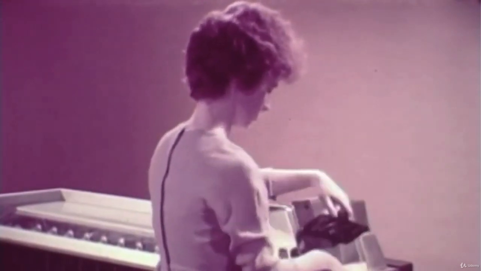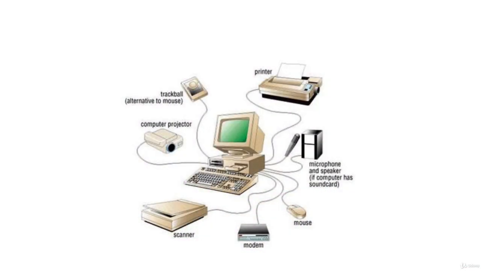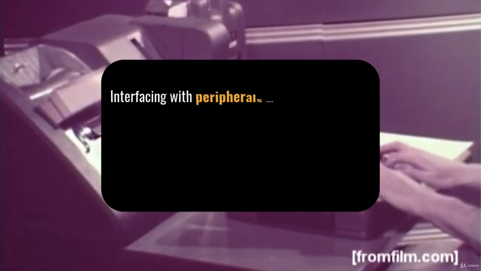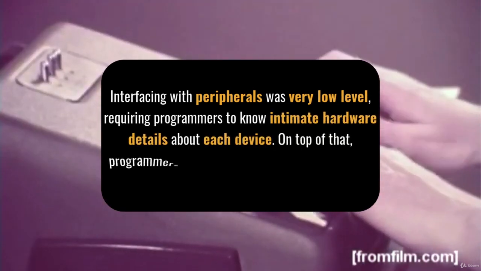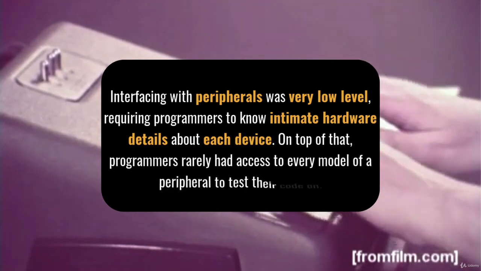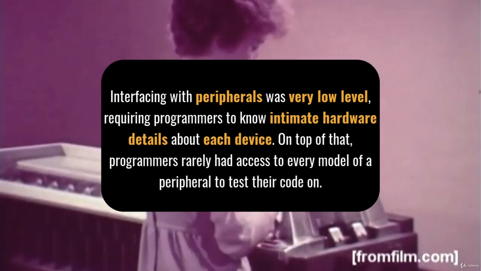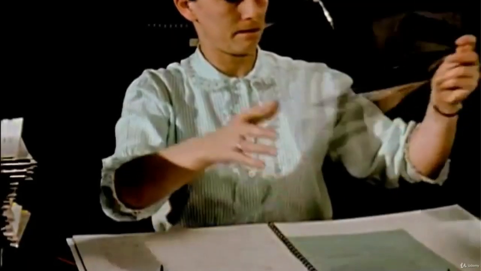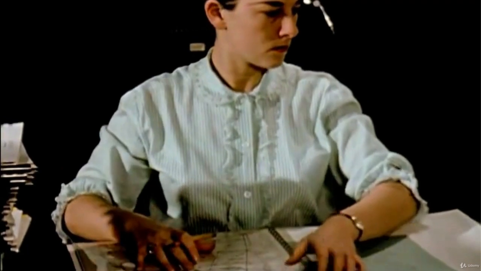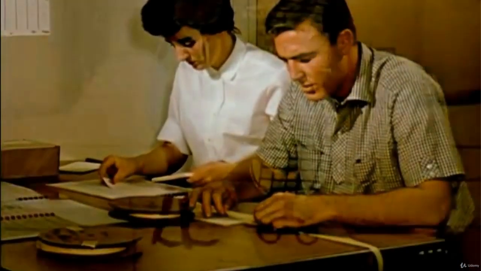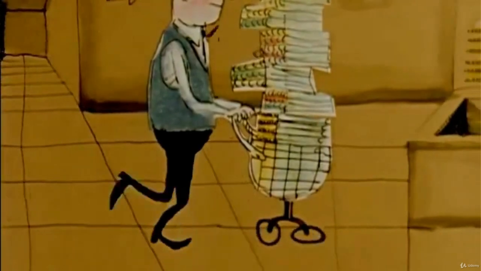Not only did they have to worry about writing their program, but also how to interface with each and every model of printer and all devices connected to a computer, what are called peripherals. Interfacing with early peripherals was very low level, requiring programmers to know intimate hardware details about each device. On top of that, programmers rarely had access to every model of a peripheral to test their code on. So they had to write code as best they could, often just by reading manuals, and hope it worked when shared. As you can imagine, things weren't exactly plug and play back then, more plug and pray.